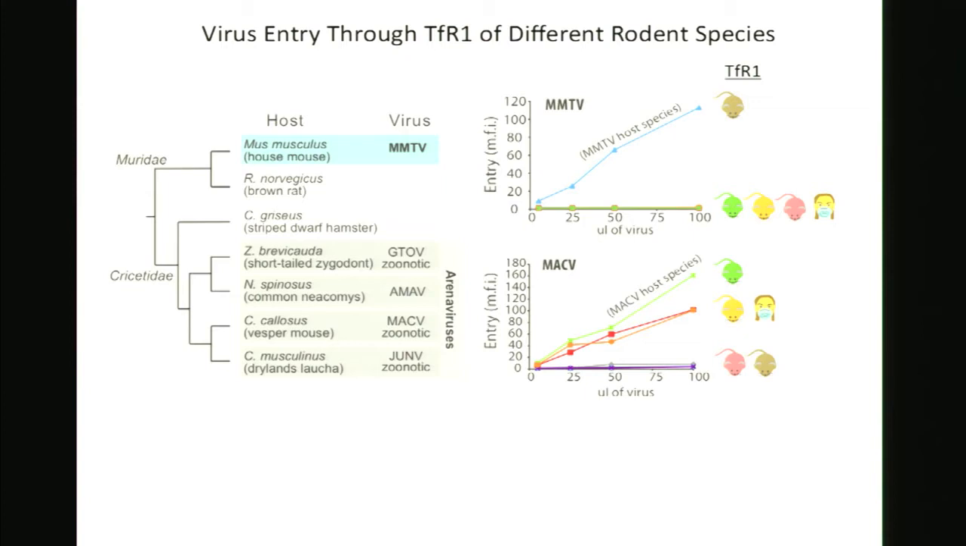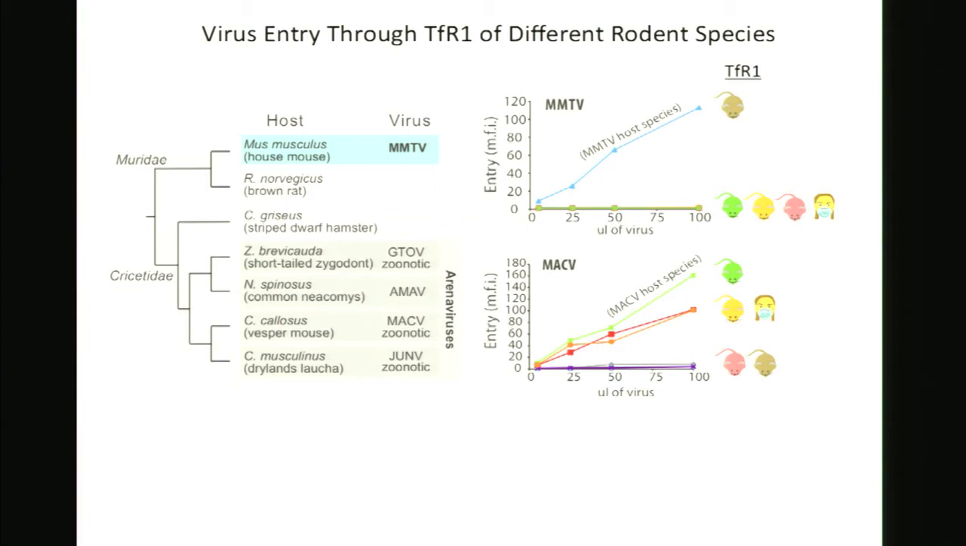And you can see that just like we see in nature, MMTV is extremely specific for getting into cells through the transferrin receptor of its natural host. It doesn't get into cells through any other receptor, including human. But Machupo virus, this was the one in the co-crystal, gets into cells best through the transferrin receptor of its rodent host. It can use one other rodent transferrin receptor. This is its close relative here. And it can also use the human transferrin receptor. And as I told you, this is a major reason why this is a zoonotic virus that infects and kills people. But it doesn't get through all receptors.